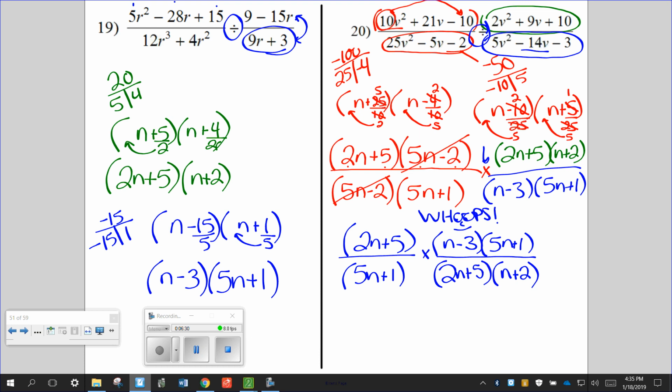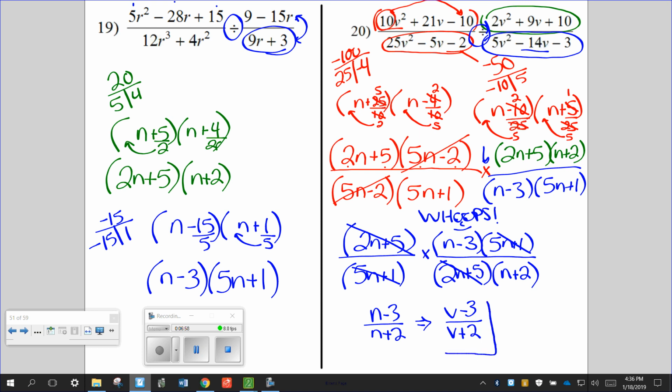Alright, let's see where that takes us. Alright, now we have this 2n plus 5 over 2n plus 5, 5n plus 1 over 5n plus 1, and that leaves us with n minus 3 over n plus 2, not to forget that these are actually v's. V minus 3 over v plus 2.